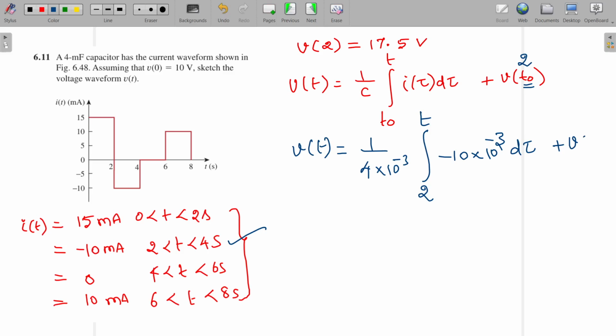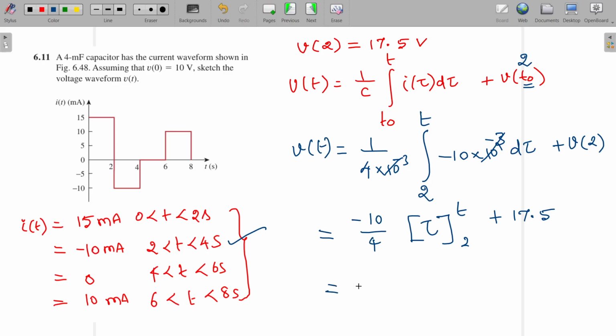So this is equal to, here you can cancel these two, and this is constant, so minus 10 by 4, and integral 2 to t d tau. The d tau, when integrated, gives tau. The limit is 2 to t, plus V of 2 is 17.5, because we know that this is the V of 2.